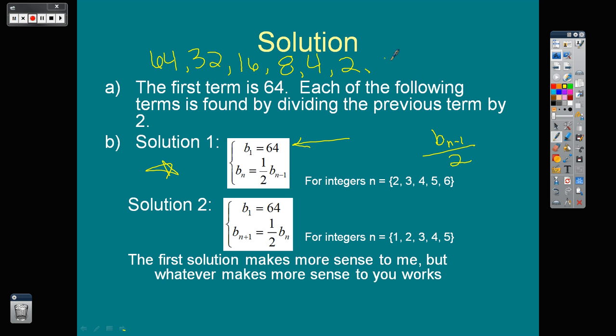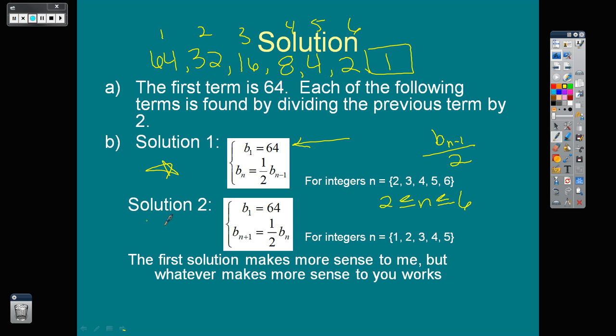And I could see if somebody put 1 there, this one would be optional. Okay, so what numbers can I plug in here? Can I plug in 2? Yeah, there's a second term. But this one ends at term 6. This is 1, 2, 3, 4, 5, 6. This term ends at 6. So we say for integers n equals this, or you can say for integers 2 less than or equal to n less than or equal to 6.